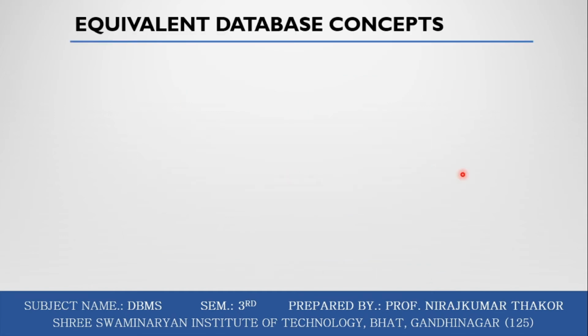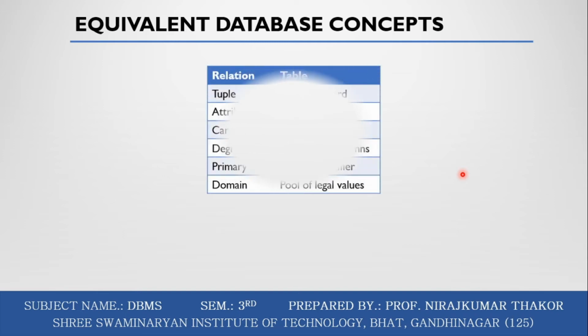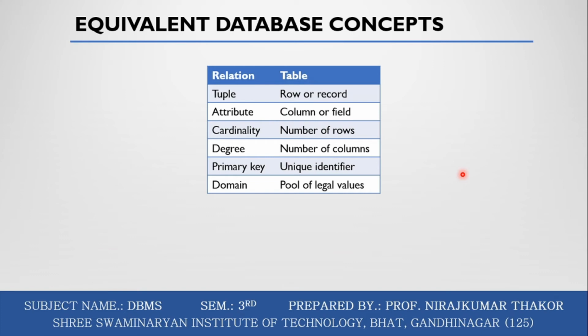So now the next is the equivalent database concepts. Okay, so relation and table. The tuple means the row or record. Attribute means the column or field. Cardinality means the number of rows. The degree means the number of columns. The primary key means the unique identifier of these tables. And the domain is the pool of legal values.